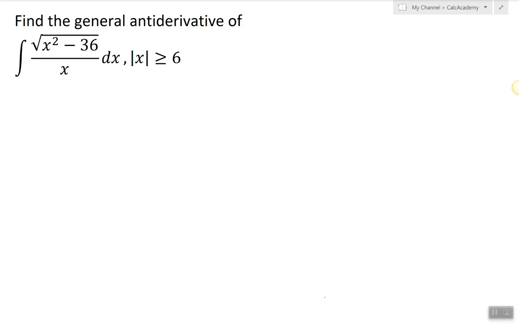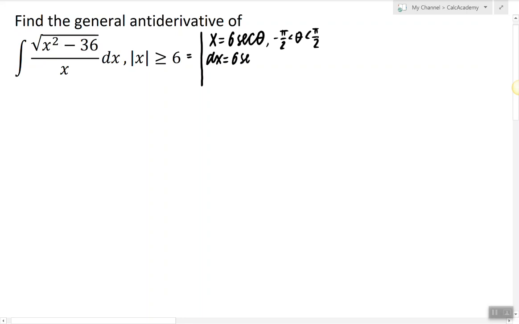In this video, we'll show an example of an inverse trigonometric substitution, and we start off by recognizing the pattern. Square root of x squared minus 36 suggests the following substitution. So x is equal to 6 secant theta, and here we'd have to assume that theta is between negative pi over 2 and pi over 2.